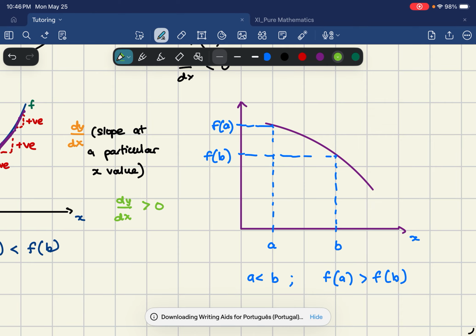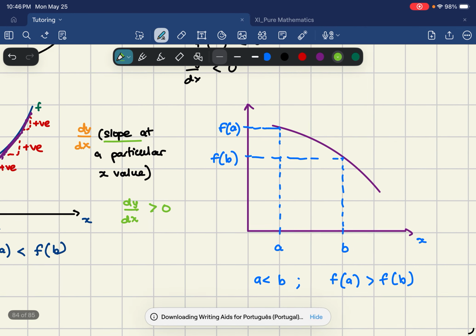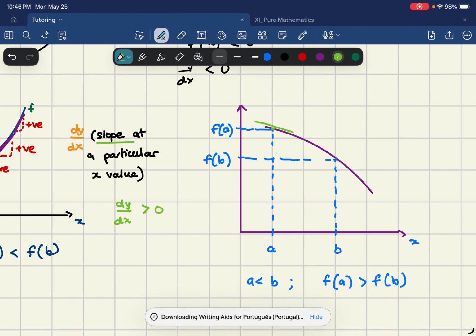And now, let's look at dy by dx. Remember, dy by dx is just slope at a particular x value. So the tangent line here and the tangent line here, look at the slope of these tangent lines, right? That is going to give some information about dy by dx.